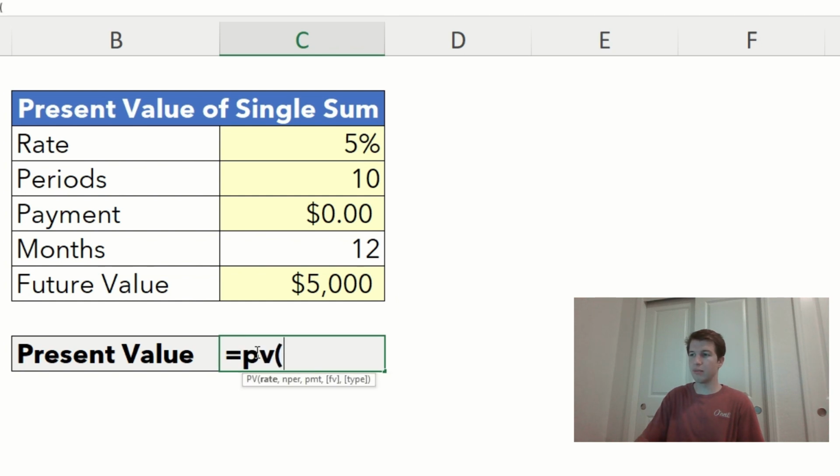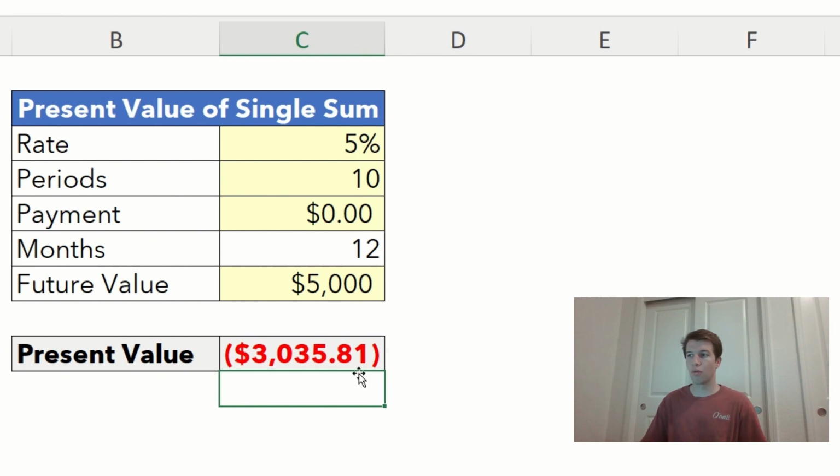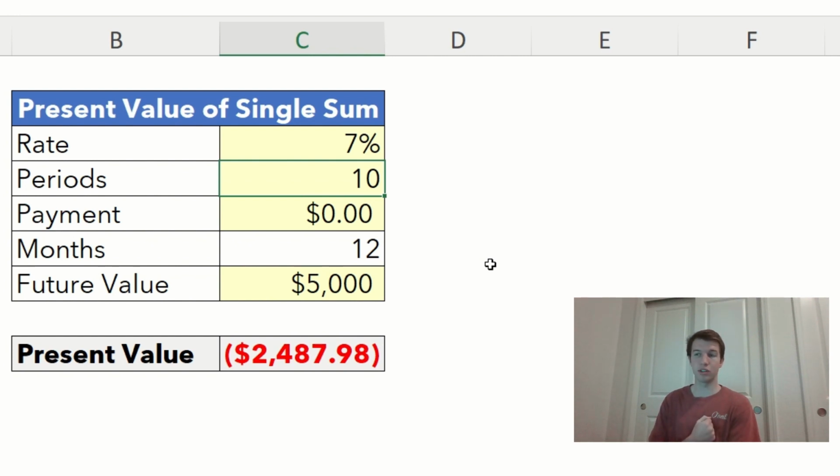So we're going to do a very similar formula. We're going to do the rate divided by the months, then the periods multiplied by the months to match those up, and then the payment, which is 0, and then we'll do future value. So right now it's negative because we're saying if we gave away $3,035 right now, or we're going to do 7% because that's what we did in the last one. So if we gave away $2,500 right now at a 7% rate, we would get in return in 10 years $5,000.